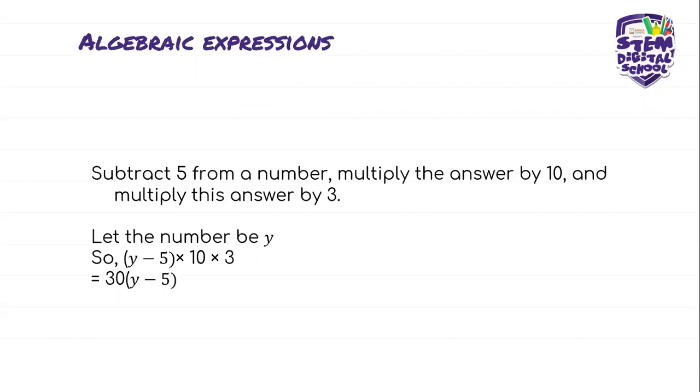So if you subtract 5 from a number, if that number is y, then it's y minus 5. And then you multiply the answer by 10, then multiply this answer by 3, so you multiply everything by 3. So 10 times 3 is 30. So you can see your algebraic expression is going to be 30 open bracket y minus 5. And this is the algebraic expression. So it is the relationship between variables and numbers.